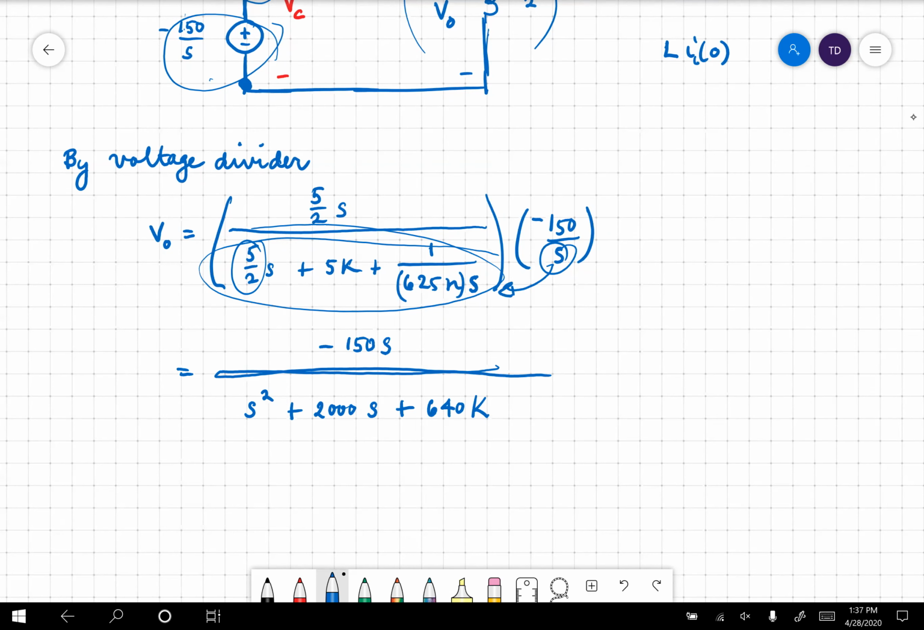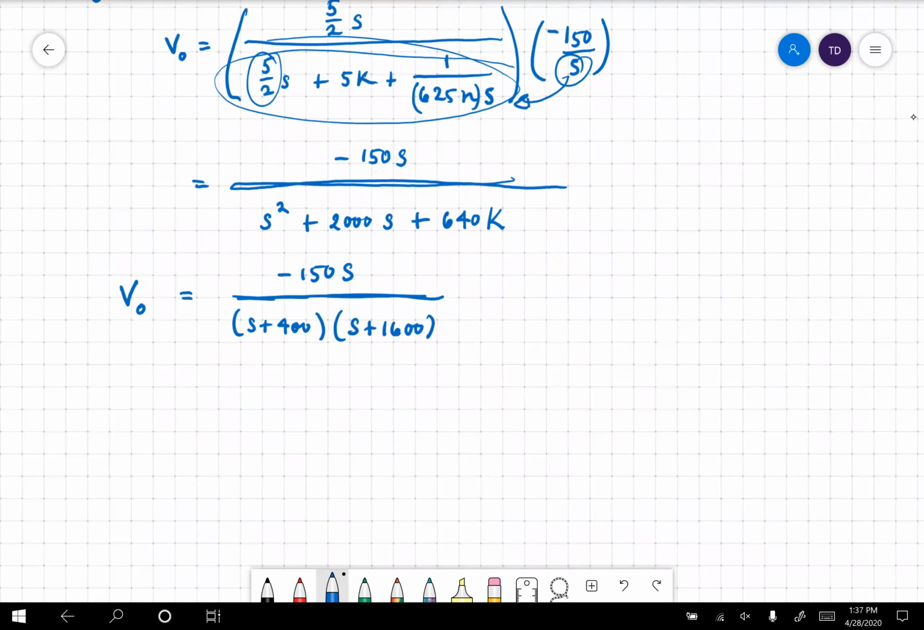Okay, well, this can factor. And not that I know the factors off the top of my head, but the factors are s plus 400, s plus 1600. So I have minus 150 s. So this is our V0. Well, what are we left with doing? Partial fraction expansion.